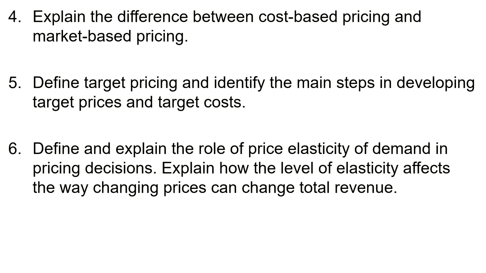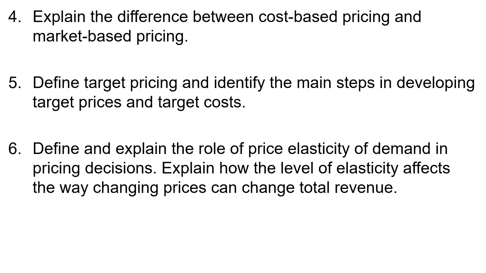So, 6 requirements. 2 of them are numerical. The first 2, we have numbers, and we're kind of tied to the specific information that we have in this question. The other questions are theory. The third one is based on this example, the information that we have here. But one of these, number 4, explain the difference between cost-based pricing and market-based pricing. Okay. Define target pricing, identify the main steps. Price elasticity of demand in pricing decisions.